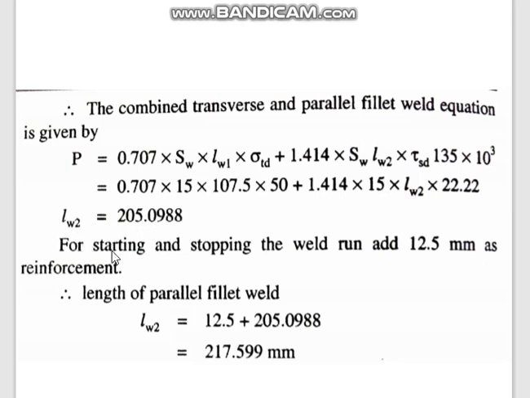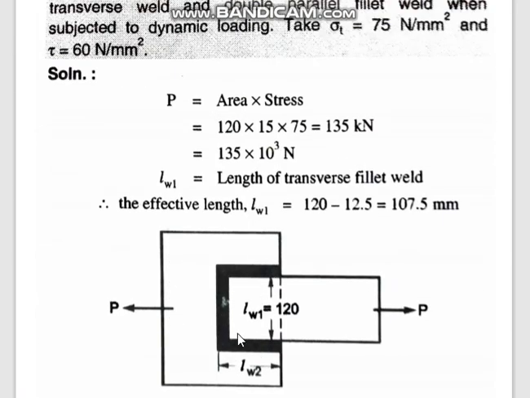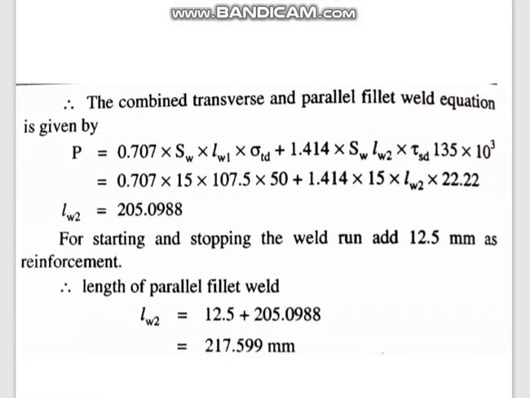And then, for starting and stopping of the weld run, 12.5 mm. Because LW1 is the effective length, LW2 also will be an effective length. So what you got is the effective weld, and for starting and stopping of the weld run, you add 12.5 mm as reinforcement. So with 12.5 mm added, this LW2 becomes 217.599. Half of it will be above, half of it will be below, and on the side we already have the end distance of 120 mm. This is how you have to solve this problem. Do you understand?